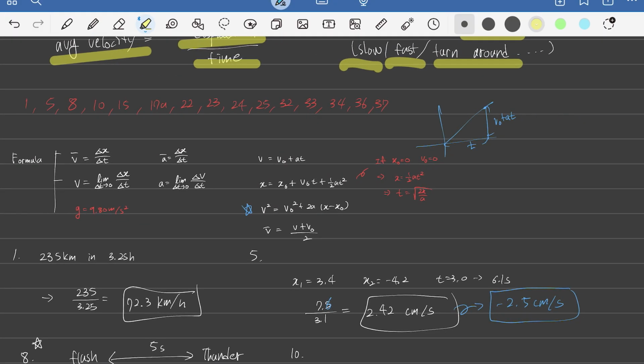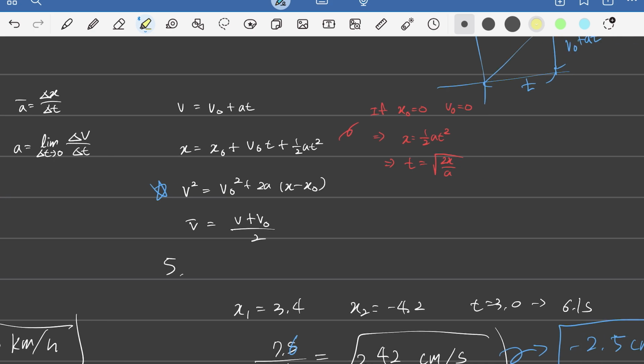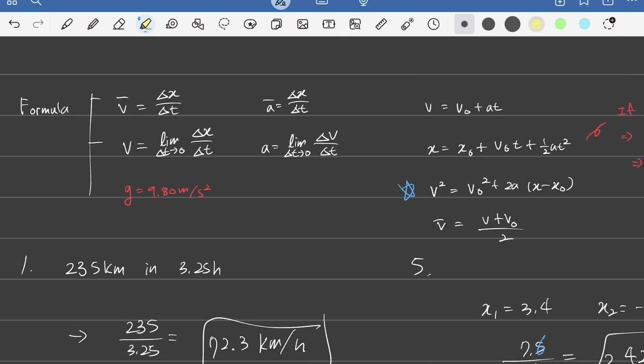And the formulas that we're going to use in this unit will be these ones. These will be called kinematic motion formulas. The first formula is the average velocity. Average velocity is delta x, which is the displacement, divided by delta t, which would be the difference in time. Acceleration would be delta x divided by delta t, divided by delta t again.